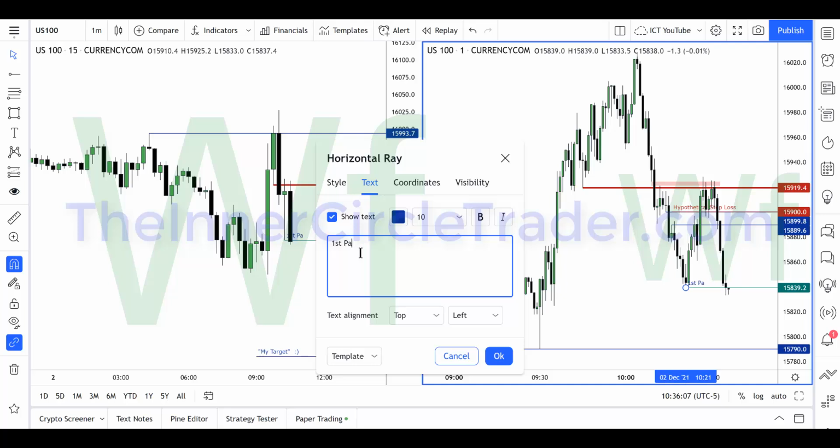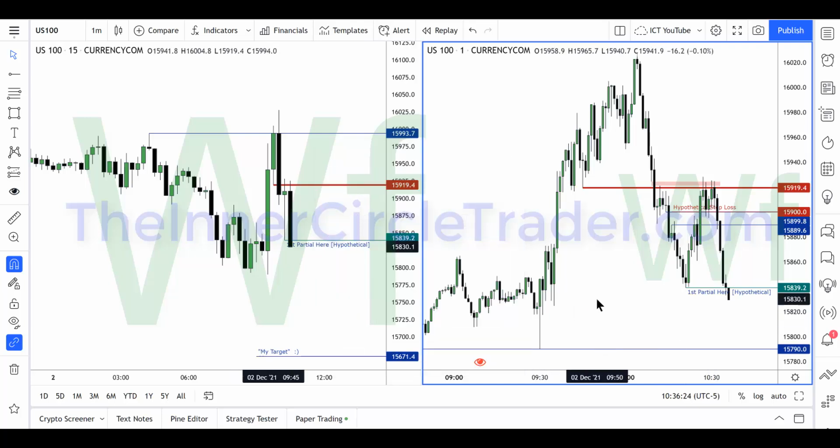Oh, let me fix that right there. All right, and this would be like you would annotate your chart first partial there. And let's put it under. It's going to be a little cramped until I magnify the chart. That's okay, so it'll work. All right, so that would be your partial.